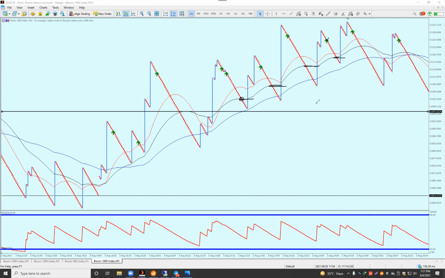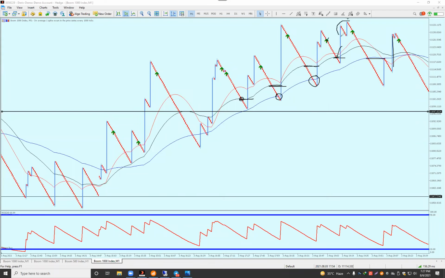Or if you are using the 200, then sometimes you may miss the spike, like this one is missed. But if you are using the 200 moving average, here it is very good. The two signals you got are very nice. After this one, it gives you the profit, right? But one thing keep in mind.